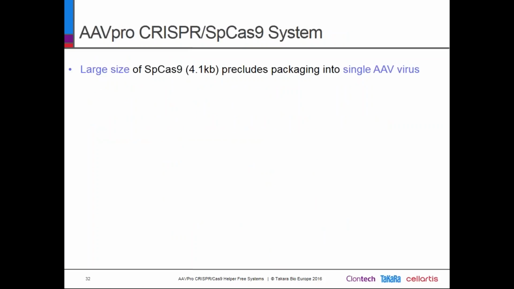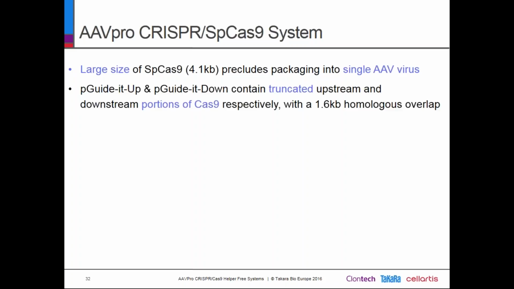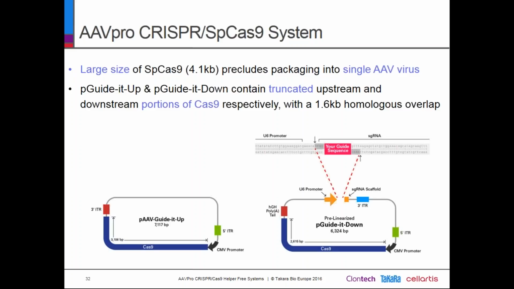Now let's have a closer look at the SP-Cas9 system. As I said, it's a split system because the large size of Cas9 cannot be packaged into one single AAV virus. So how does it work? You will get two different vectors: the guide-up vector containing an upstream portion of Cas9, and the guide-down vector containing a downstream portion of Cas9, and both portions have a 1.6 kb homologous overlap.